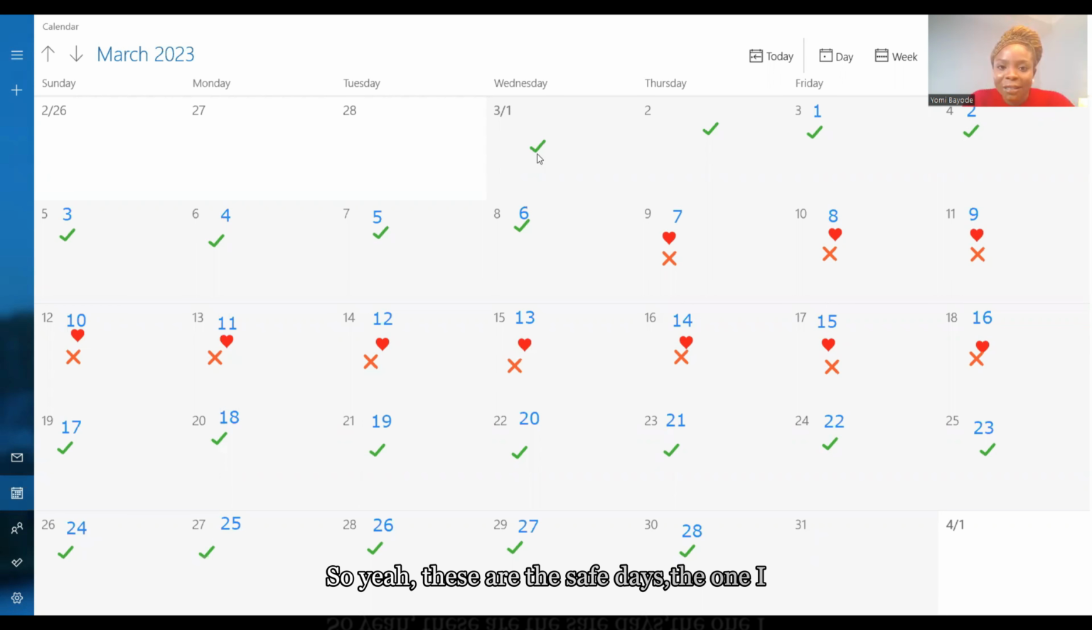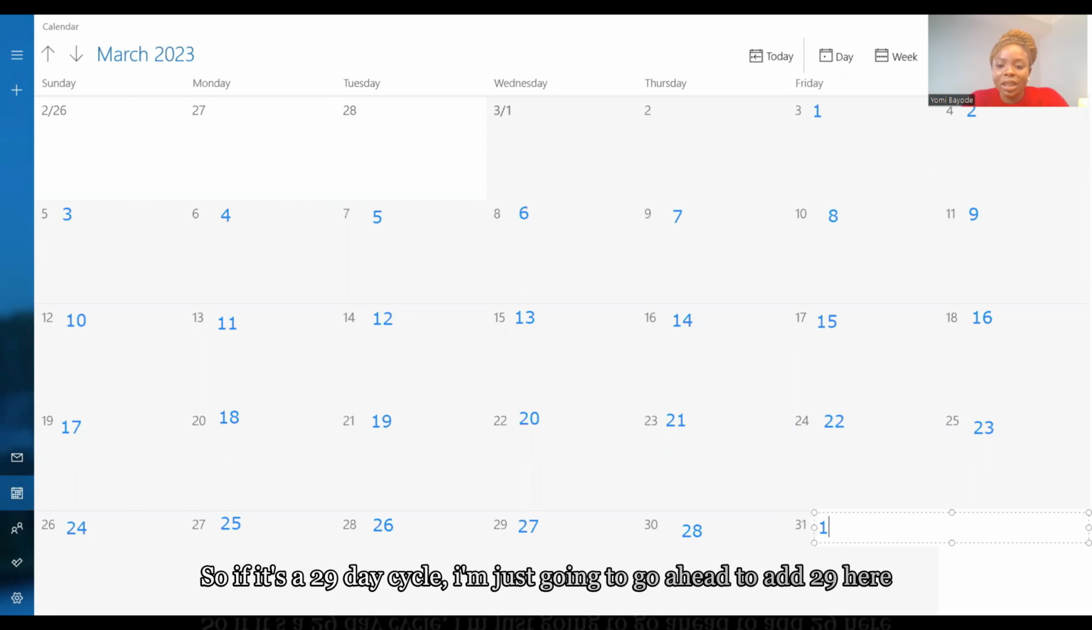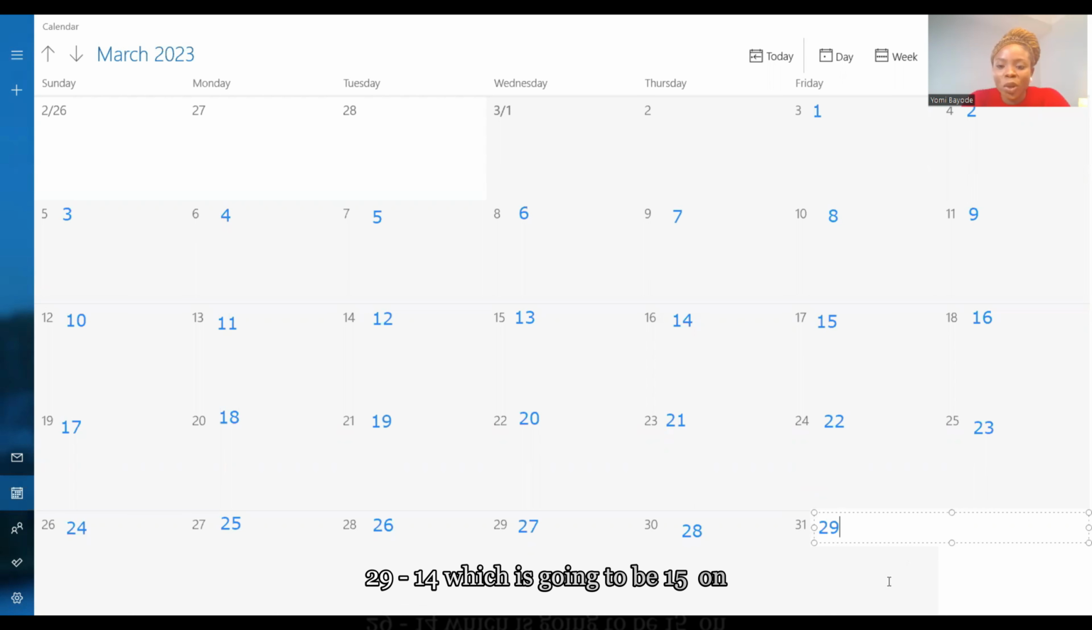So yeah, these are the safe days, the ones I marked with green, and the ones with red are the unsafe days. If it's a 29-day cycle, I'm just going to add 29 here. Then it's going to be 29 minus 14, which is 15. So on the 15th day of the month, you're most likely ovulating.